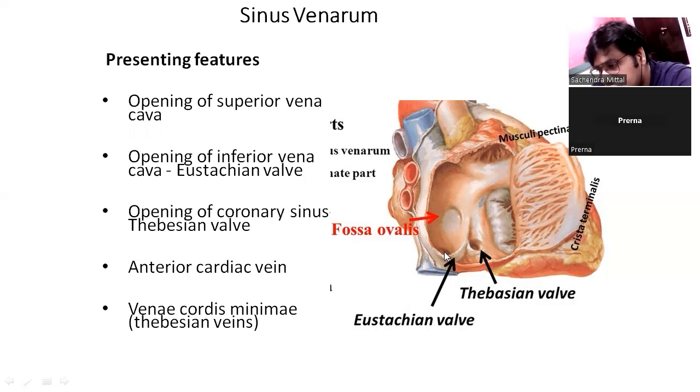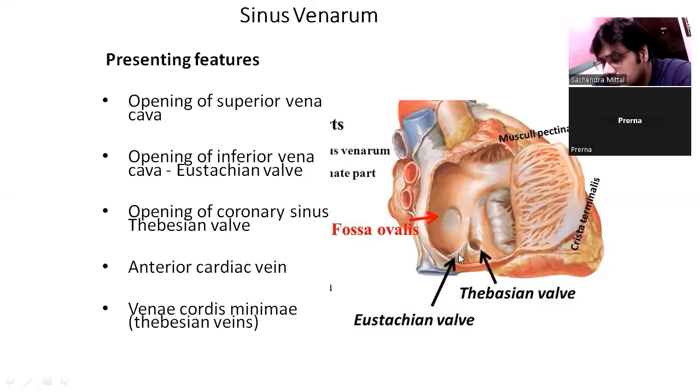This opening of the inferior vena cava is guarded with a valve which controls the blood circulation during the fetal life, not in the adult life. So that valve is called the eustachian valve. So याद रखिए कि inferior vena cava की जो opening है उस पे जो valve मिलेगा, that is the eustachian valve.